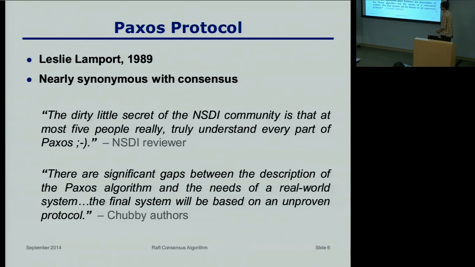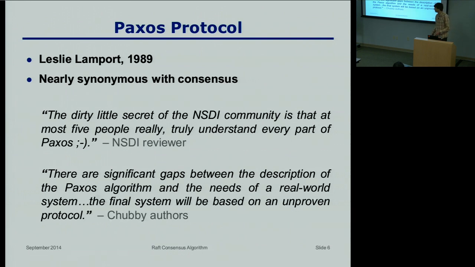Wink. As in, Paxos is really hard to understand. Even at one of the top systems conferences, full of academics, we don't get it, and it's a fundamental protocol for distributed systems. And then the Chubby authors, Chubby being a replicated state machine inside of Google, wrote, "There are significant gaps between the description of the Paxos algorithm and the needs of a real-world system. The final system will be based on an unproven protocol." So not only is this thing really hard to understand, it's really hard to implement in a real system.